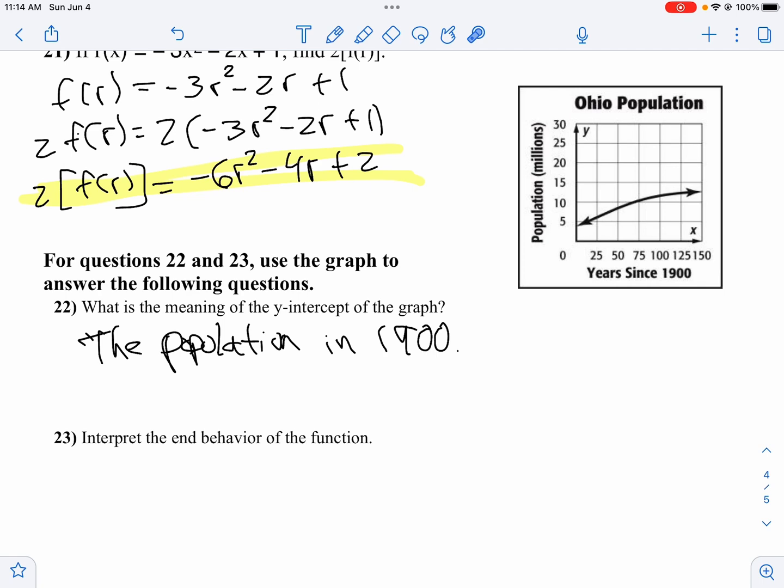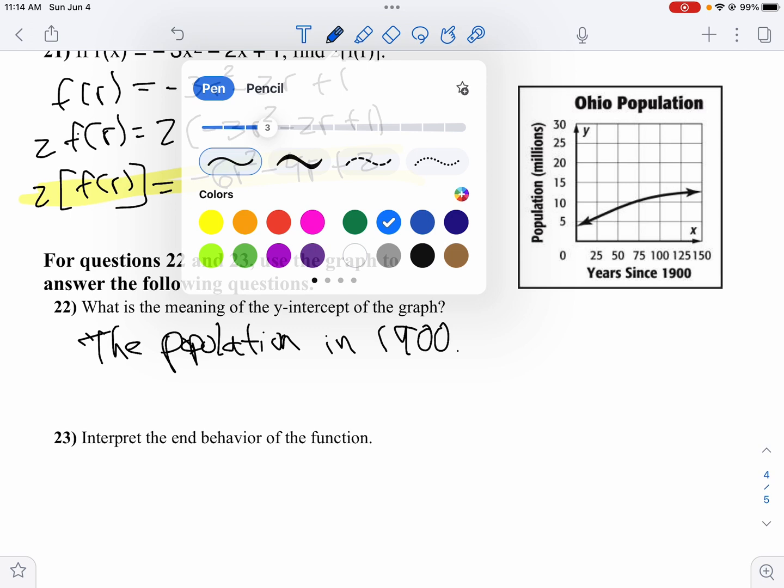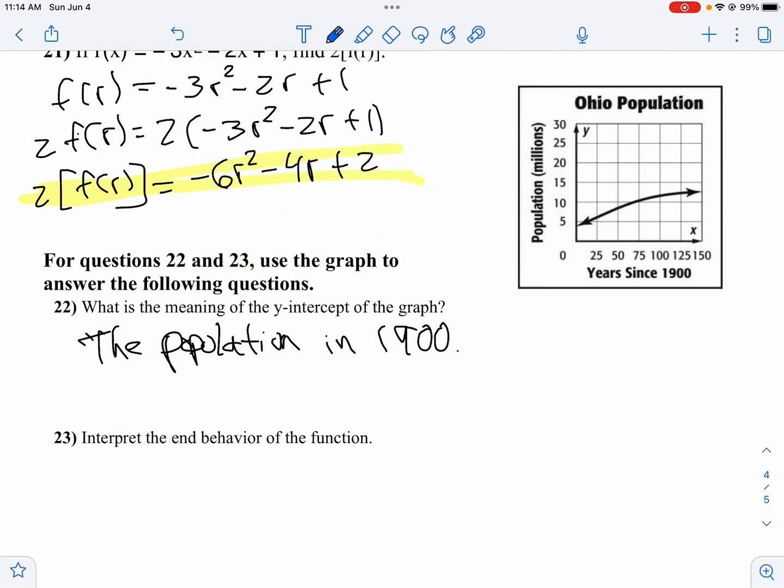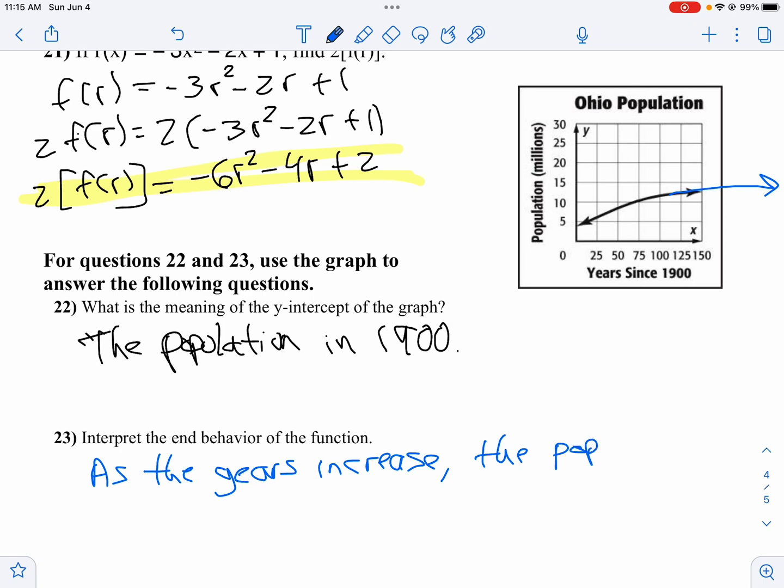Now, on 23, we want to interpret the end behavior of our graph. End behavior means what's happening as it gets bigger and bigger. Notice it seems to be approaching 15 million. So I'd say as the years increase, the population will approach 15 million.